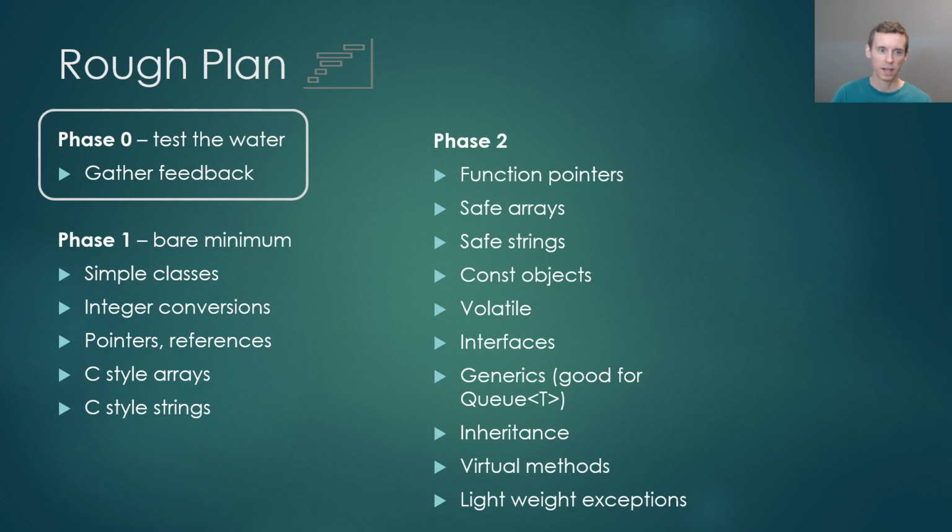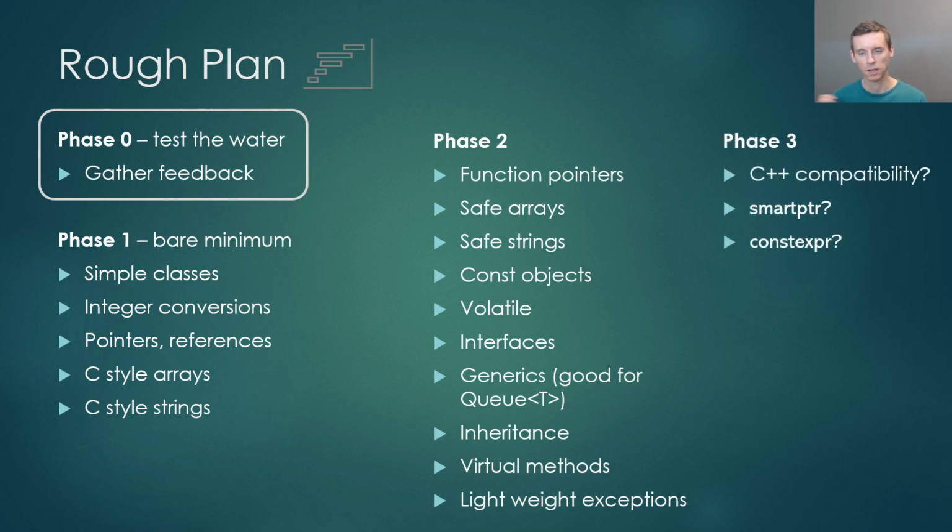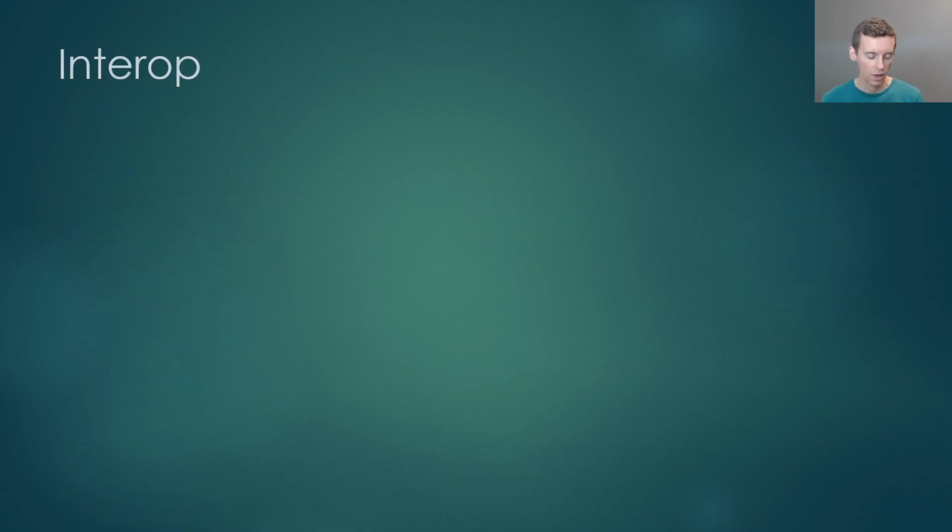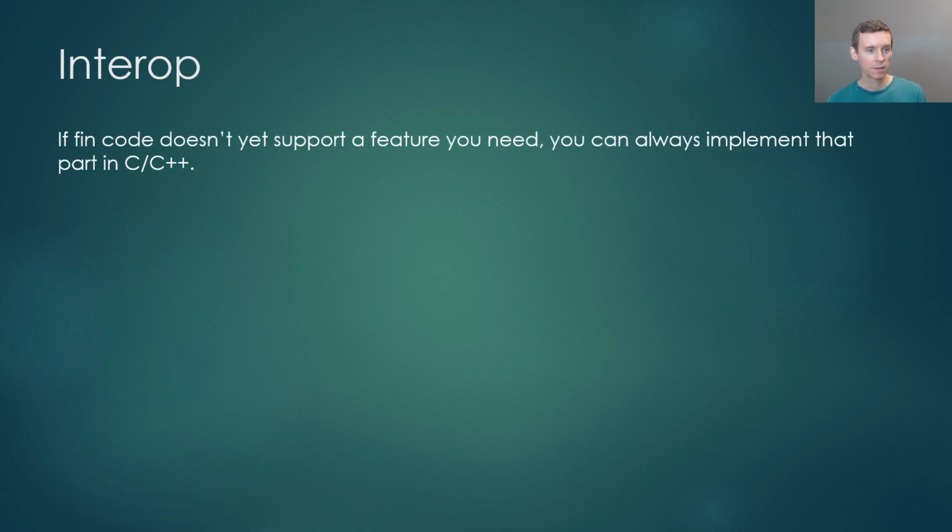Then phase 2, we add a whole bunch more stuff. You can pause if you're interested. This isn't fixed in stone. And eventually, I want to start looking into more of the higher level stuff, and maybe C++ compatibility, starting to look at more dynamic memory allocation and maybe some Rust-inspired features as well. Interop. So in the meantime, if Fin code doesn't support the feature that you're looking for right now, you can just add that part in C and C++ and link it with Fin generated code.